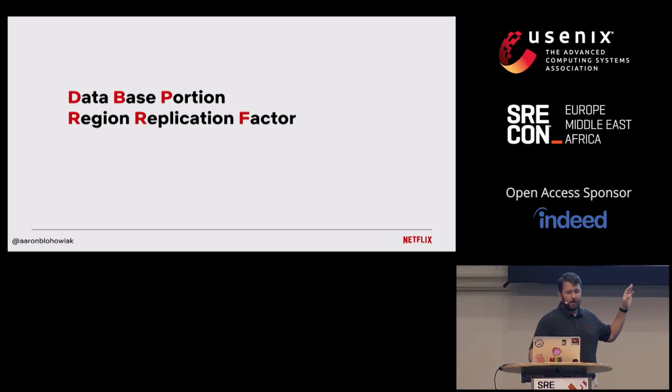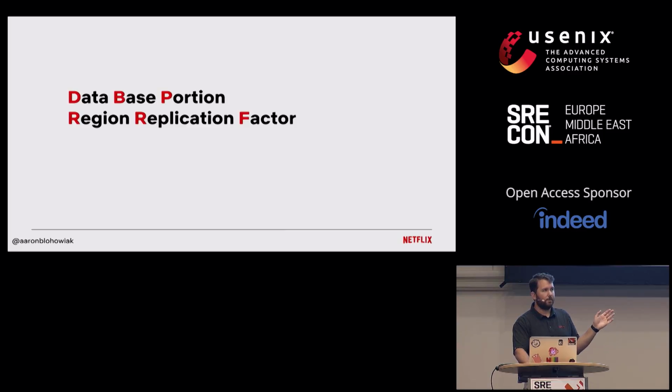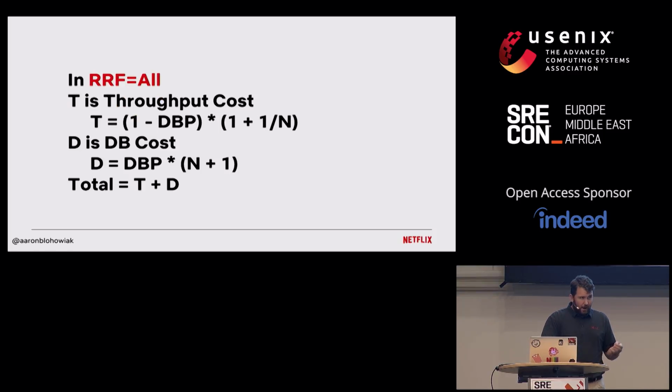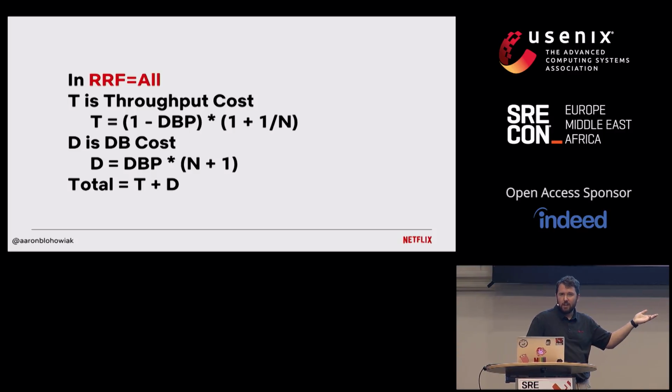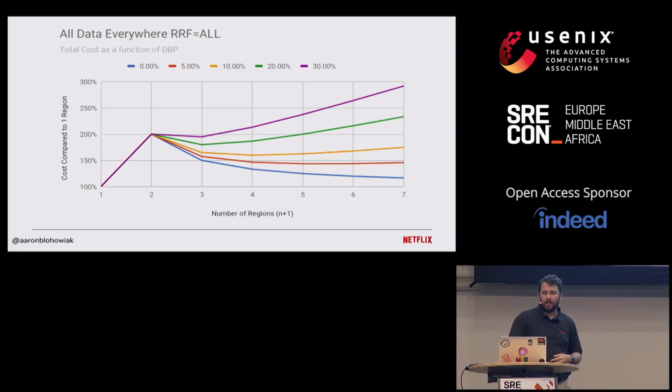So we have this database portion, which is the orange portion, and the throughput-based portion, which is that blue portion. And the notion that all data is everywhere, that's the region replication factor of all. So like all your data is everywhere. In this scenario, we can come up with a simple equation for how we calculate the cost. It's going to be 100% minus the database portion, so that's your throughput portion, times 1 plus 1 over n. That gets you your total throughput cost for the number of regions that you have. And then your data cost is just your total cost times the number of regions. So then how does that actually play out?